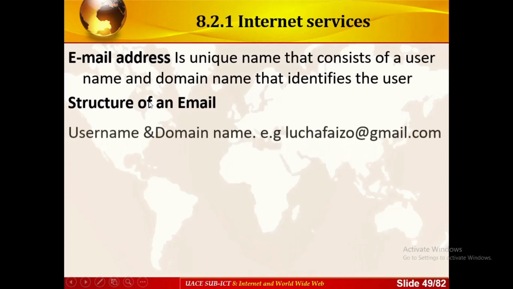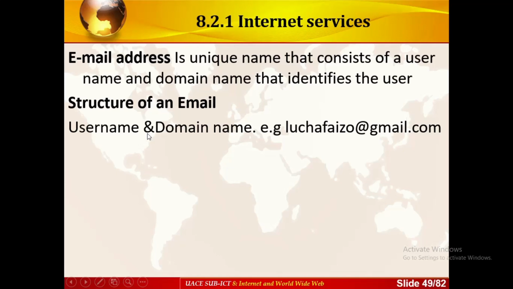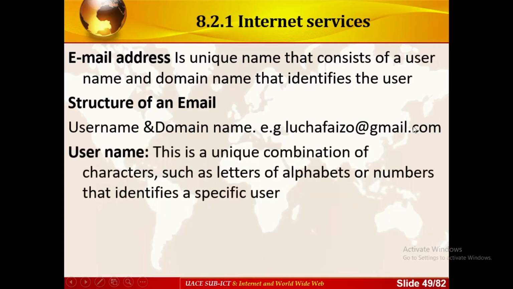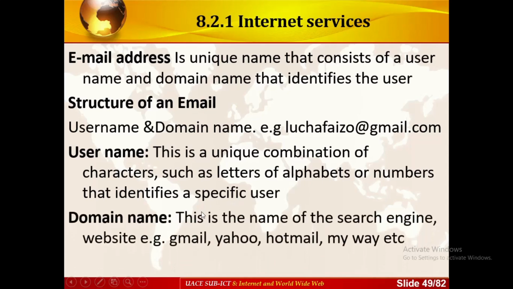How does this email look like? This is the structure. It must have a username and domain name. For example, my email is luchafaizo@gmail.com, which means luchafaizo is my username and @gmail is my domain name. So the username is a unique combination of characters such as letters of the alphabet or numbers that identify the specific user, and the domain name is the name of the service or website like Gmail, Yahoo, Hotmail. So that's what we're trying to say.